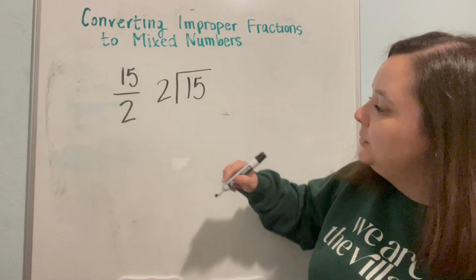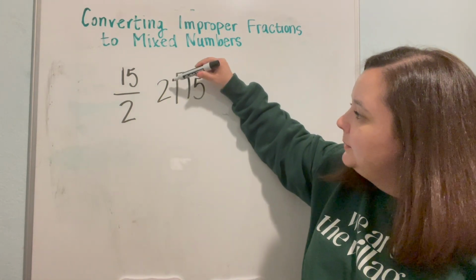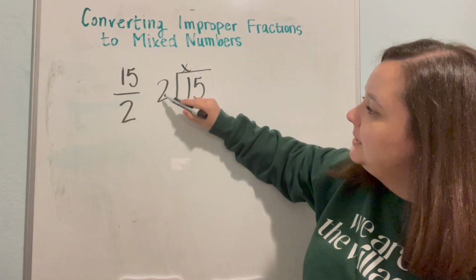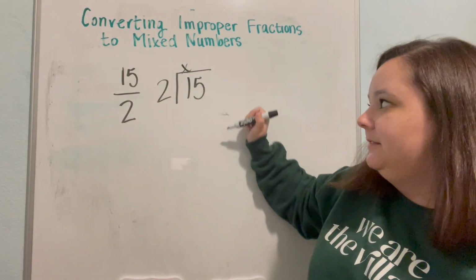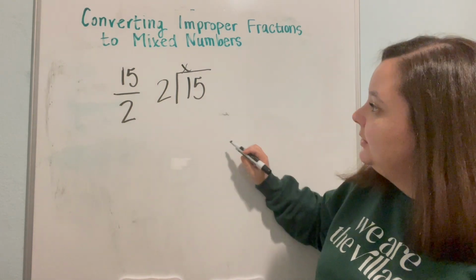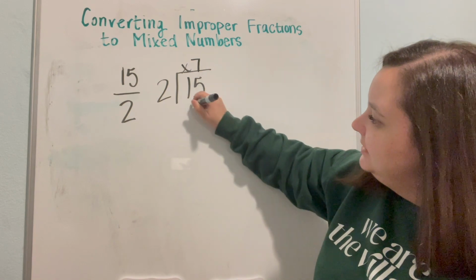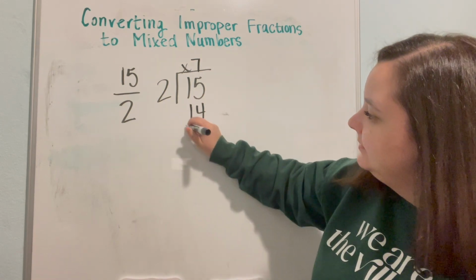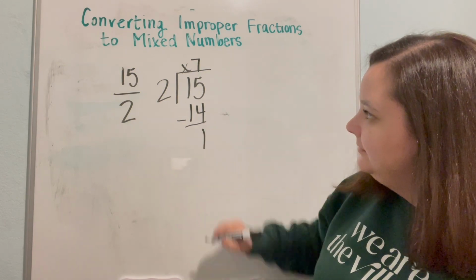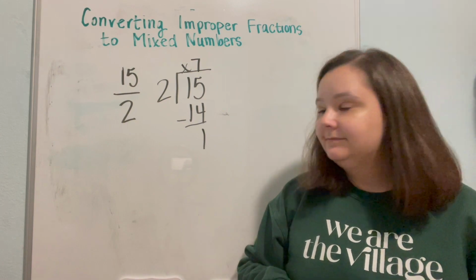Just like with normal division, we see how many times 2 can go into our first number, which is 1. 2 is greater than 1, so it can't. So now we see how many times 2 can go into 15. I know by counting by 2's that it goes into 15 7 times, and 2 times 7 gives me 14. Now I subtract. 15 minus 14 leaves me with 1. And since I have no other numbers to bring down, I'm going to stop right here.